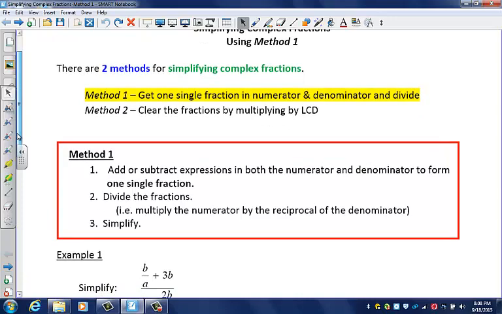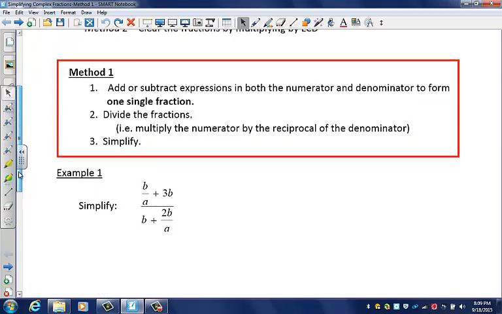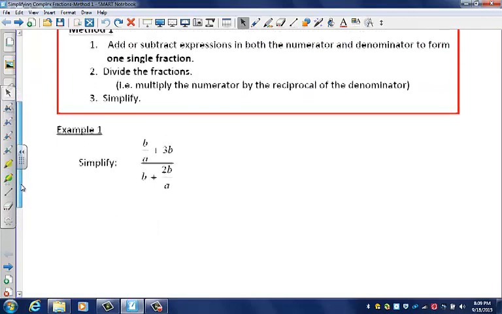The first method is where you get one single fraction in the numerator and in the denominator, and then you treat it just as a dividing fractions problem. So here's my first example. The idea is to figure out where your big fraction is. Here's my fraction bar. You can see in the numerator I have two terms, and in the denominator I have two terms, and in each location one of those terms is a fraction.